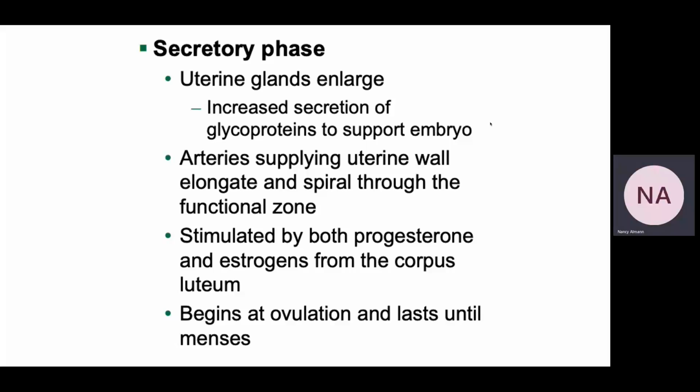We talk about the secretory phase. The uterine glands have enlarged. They're going to be pumping out more glycoproteins in order to supply the embryo. The arteries that are supplying the uterine wall will elongate and spiral through the thickening functional zone.